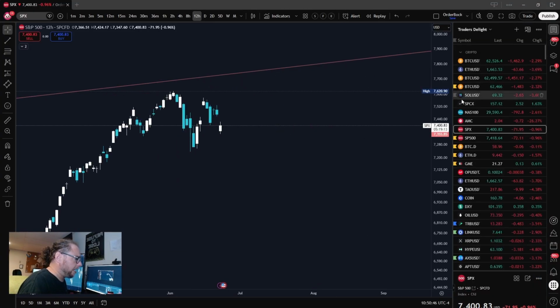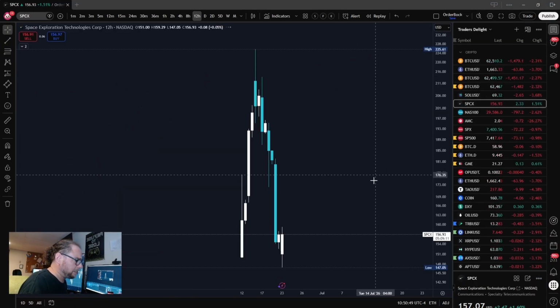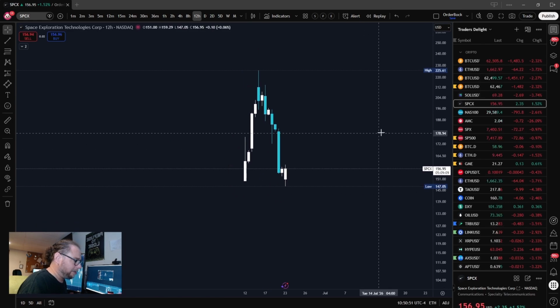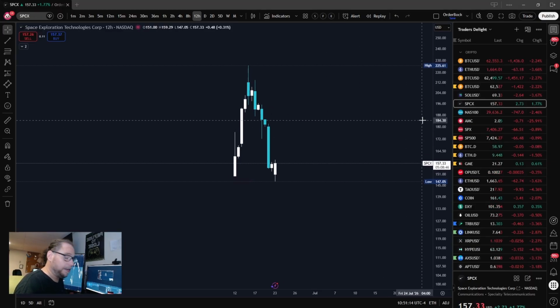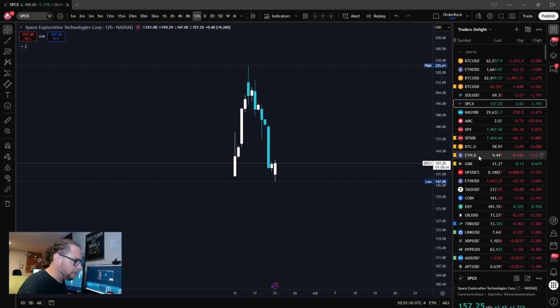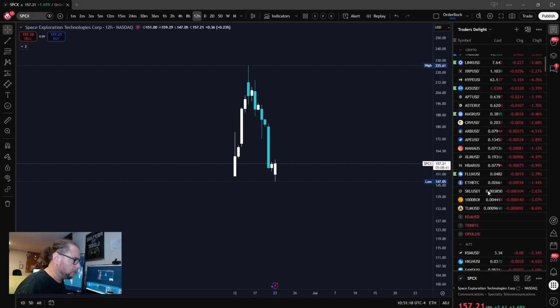What I did want to look at as well and share with you was this SpaceX chart right over here. One of the things that I was saying was that we're going to kind of drop, this is not the bottom of the SpaceX chart. And you can see we've got a wick that kind of proves that at this point. Now, again, one thing that I noticed is that anytime these IPOs and these new stocks come out, there is a pattern to them.